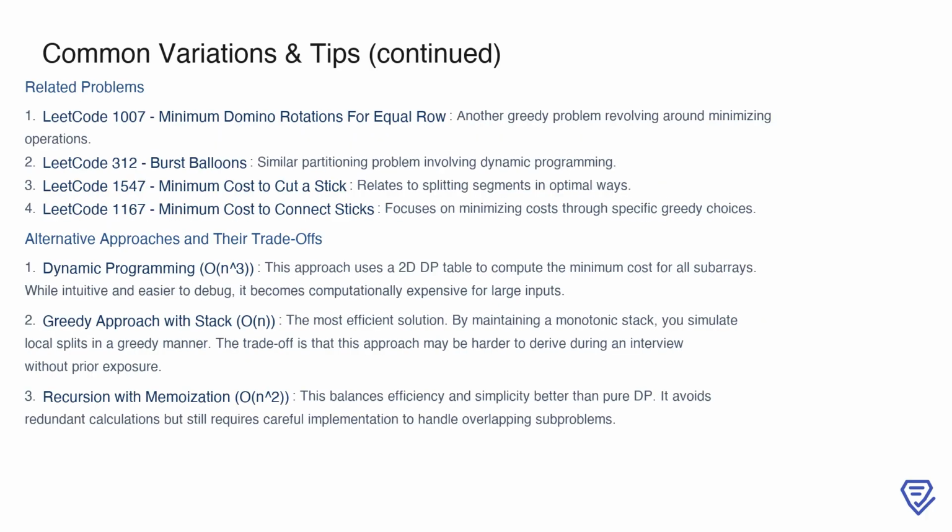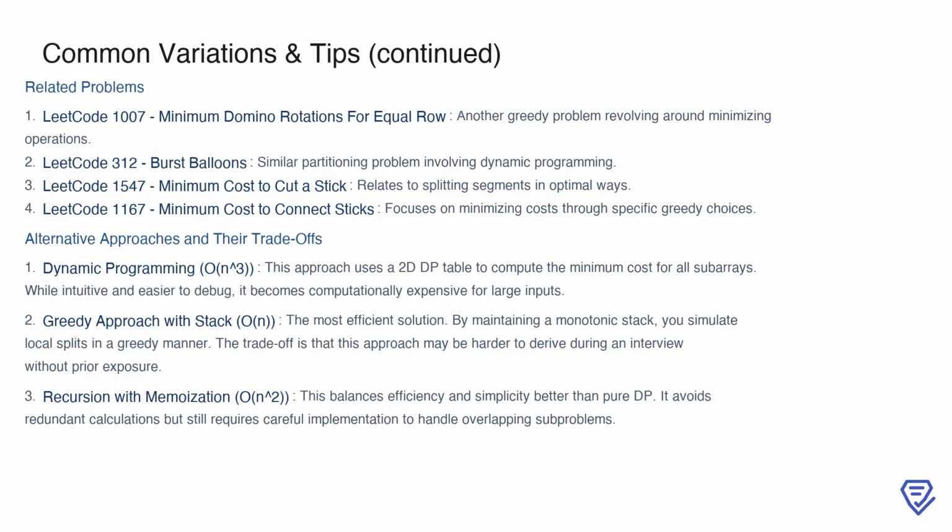This problem shares similarities with several others, making it an excellent opportunity to discuss related concepts. For instance, LeetCode 1007, Minimum Domino Rotations for Equal Row, also involves a greedy approach to minimize operations. Similarly, LeetCode 312, Burst Balloons, focuses on partitioning but uses dynamic programming to find the optimal solution. Another related problem is LeetCode 1547, Minimum Cost to Cut a Stick, which deals with splitting segments in the most efficient way. Finally, LeetCode 1167, Minimum Cost to Connect Sticks, emphasizes minimizing costs through specific greedy decisions.